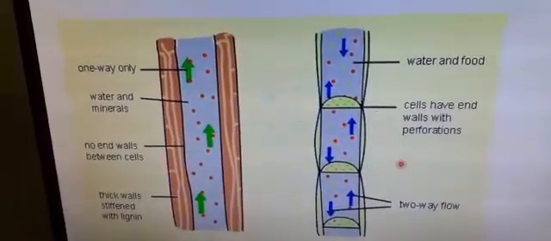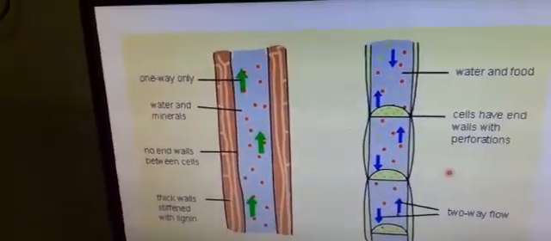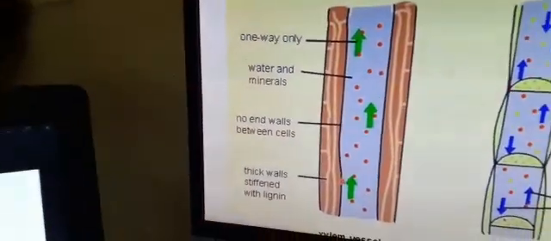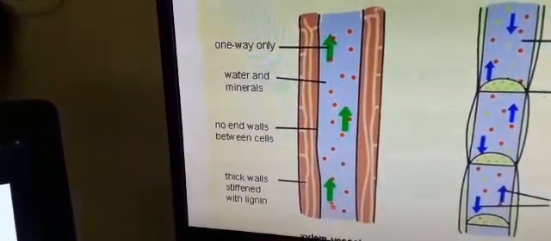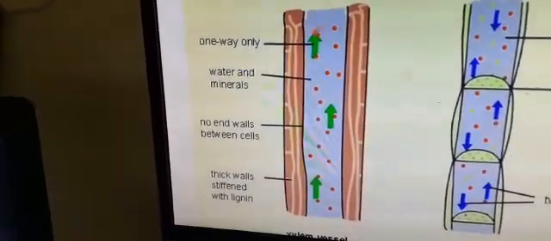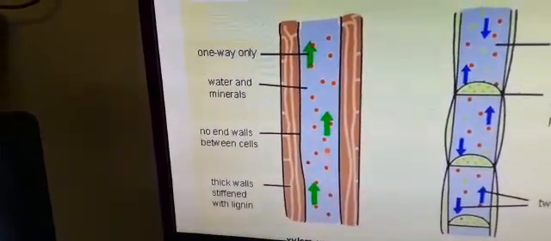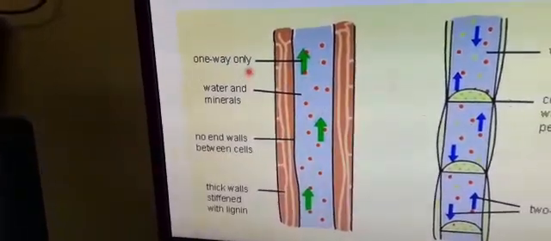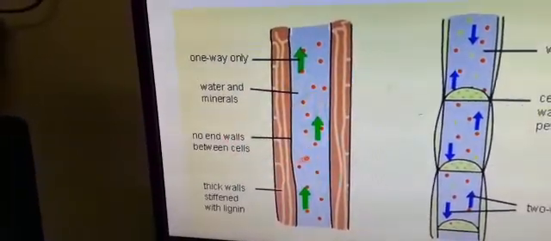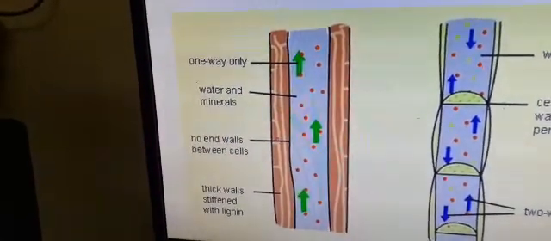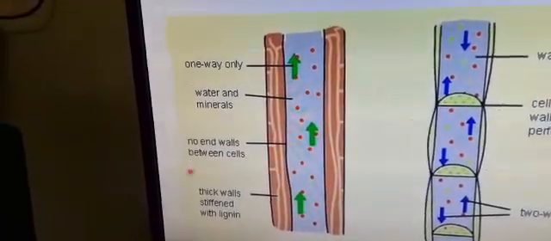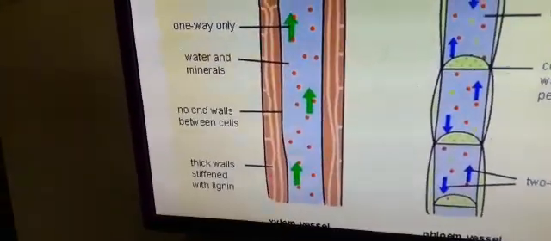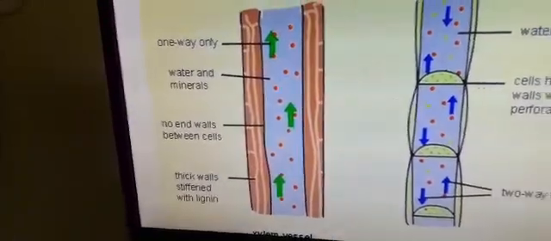Now just observe the difference, children. If you see, in case of xylem, water moves from roots to leaves, and you see it's only a one-way process. Again, water cannot come back to roots, and there are no end walls between the cells. They will not be having any walls, and then they have supportive sclerenchymatic walls.